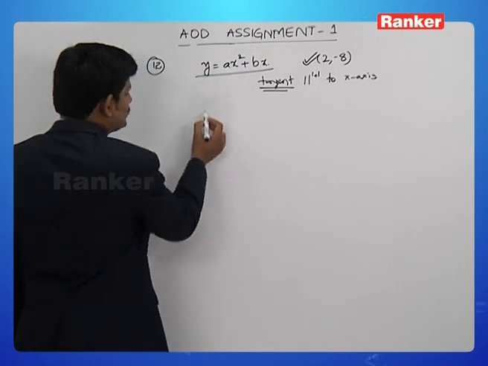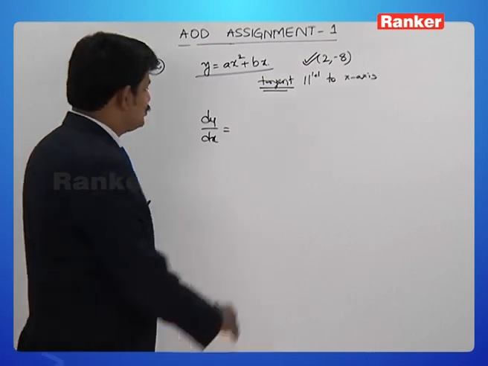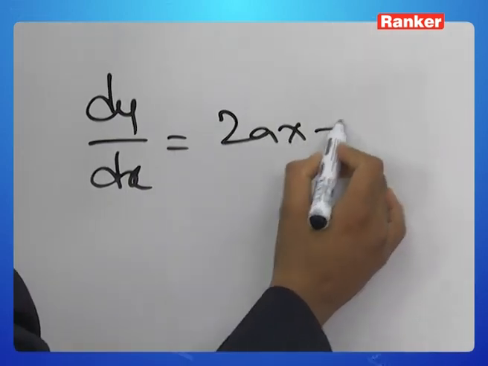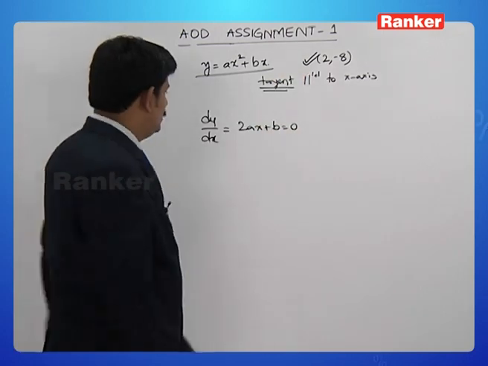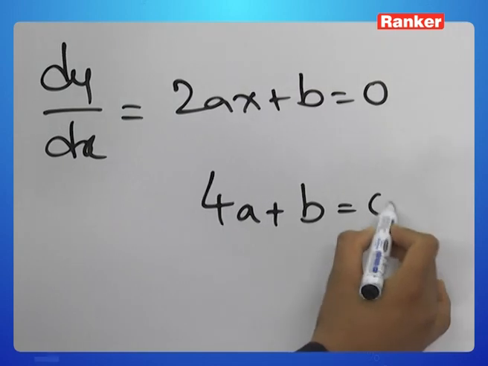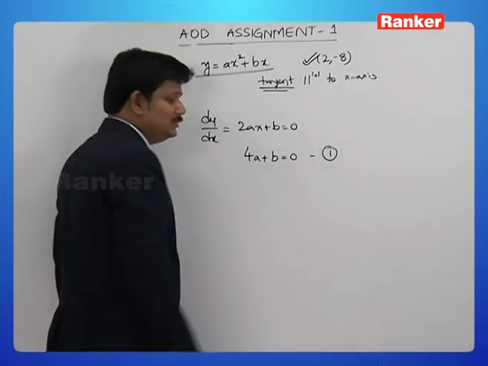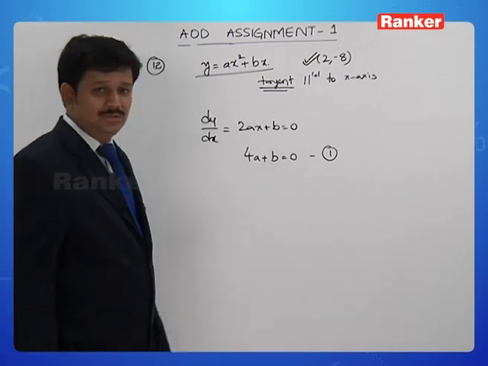Slope of the tangent, we know, is given by dy by dx. Differentiate the curve: dy by dx is 2ax plus b, and this is 0 when x is equal to 2. So, substituting x equal to 2, we have 4a plus b is equal to 0. Call this equation number 1.